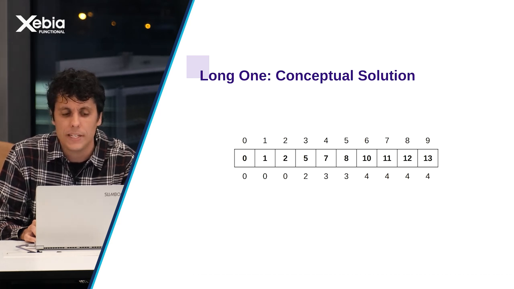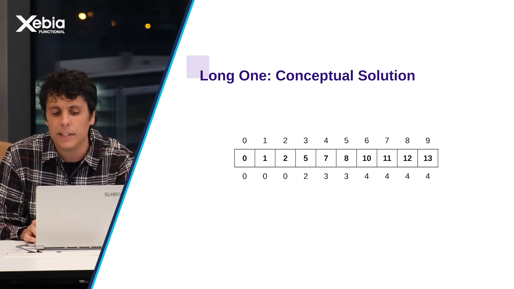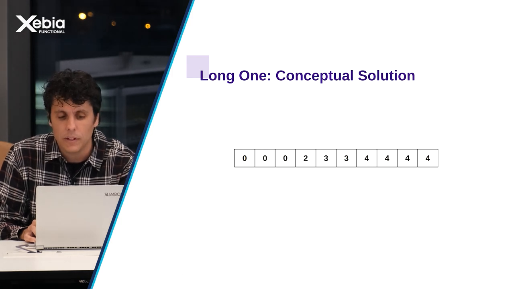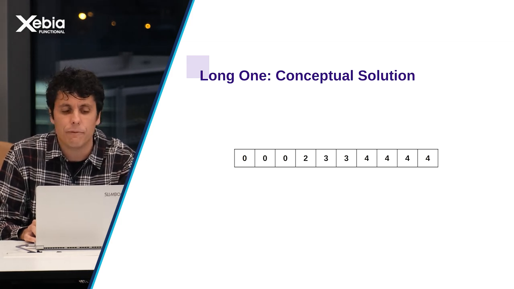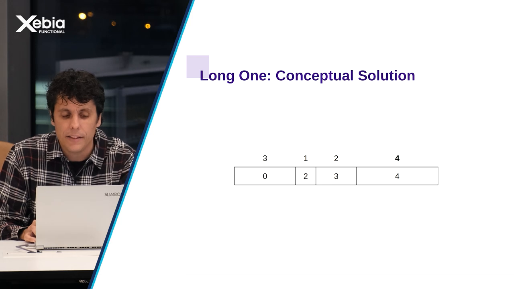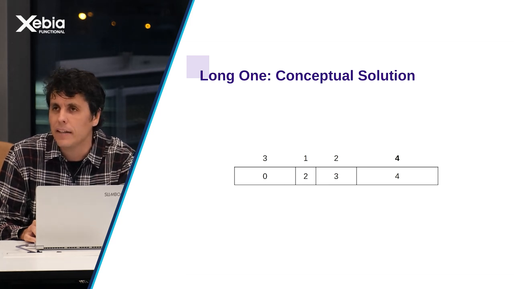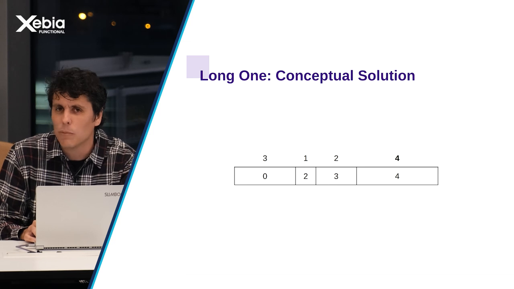So for example, from 0, 1, and 2, we get the identifier 0. From 10, 11, 12, 13, we get the identifier 4. So once we have this vector, it's very easy because we just have to group. We group by this value and we can see that the fourth group, the last one, has four elements in it. So this is the maximum. Okay, it's more or less clear?